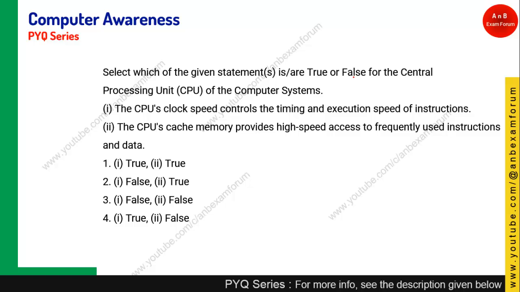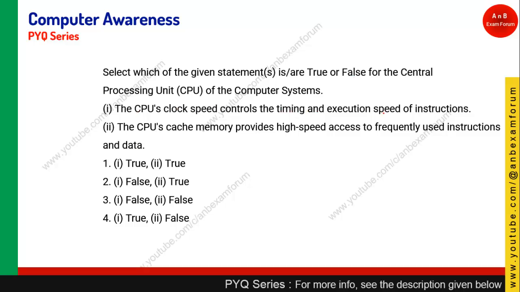Coming to the next question, select which of the statements is true or false for the central processing unit. CPU clock speed controls the timing of execution speed. Yes, it controls. CPU cache memory provides high speed access to frequently used instructions. Again, these both are true, so option 1 is the right answer. CPU cache memory basically provides high speed access, whereas CPU clock speed controls the timing and execution. This is a very common one.